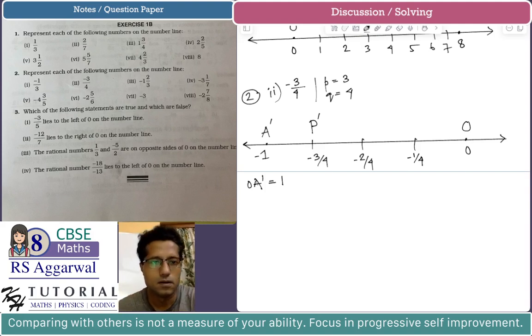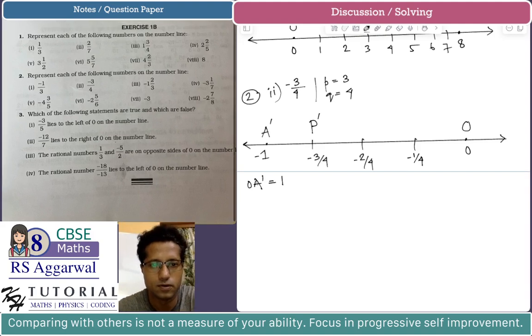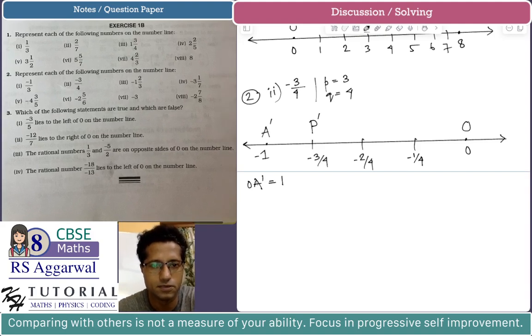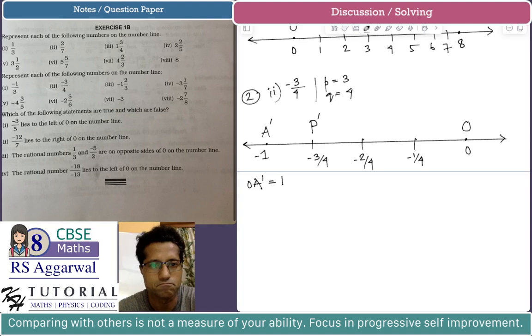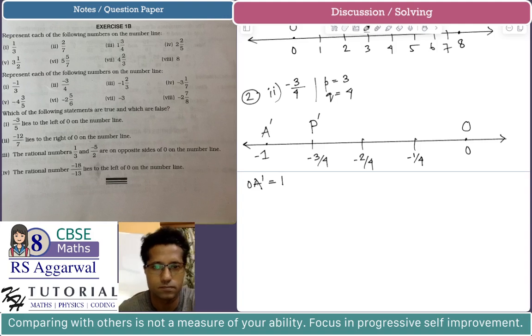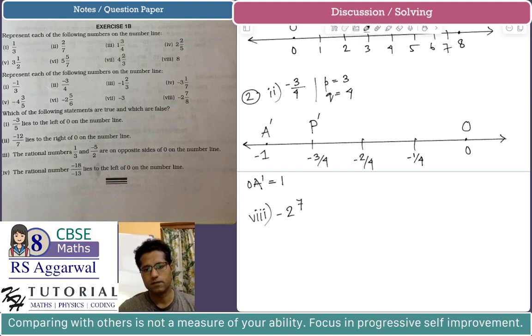Okay, let's do, you can obviously do the negative integers like minus 3. Let's do one more. Let's do part 8, which is minus 2 and 7 by 8.